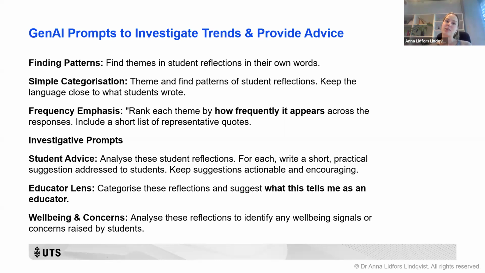I tend to always have an empty chat. You can also use the sort of incognito, not saving data chat on ChatGPT. But you also need to be clever in terms of what you're looking for. So the first one might be as simple as just finding patterns. Just find a pattern across all these reflections, and it will quite neatly map out what these are. You can ask for categorization and keep it close to the student's language. I sometimes ask to also embed some quotes in there using the data that is available.